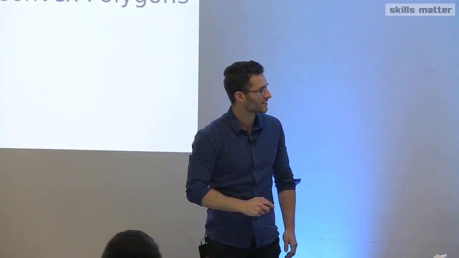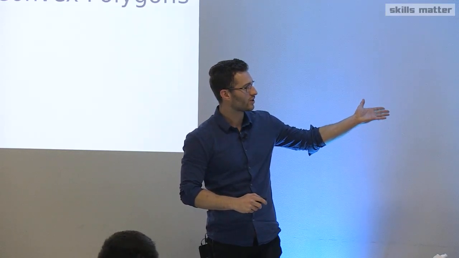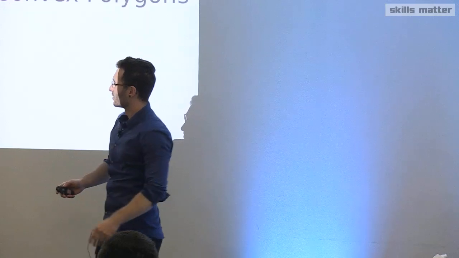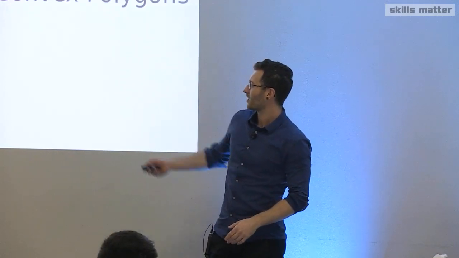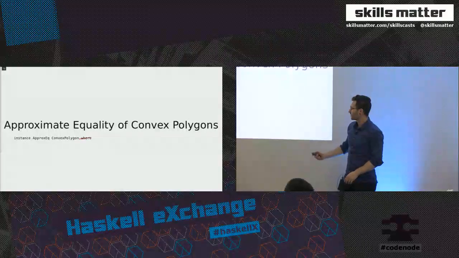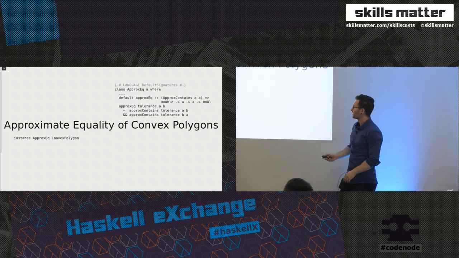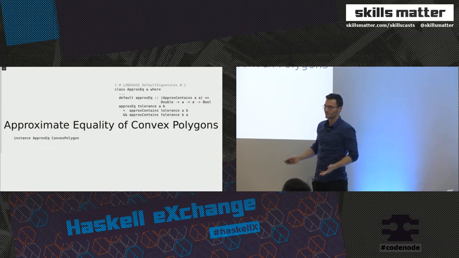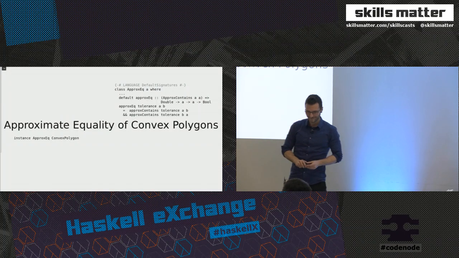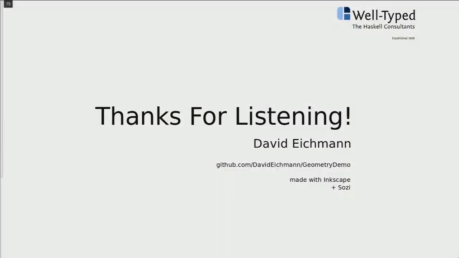Right, so how do we actually go about approximate equality of convex polygons, which is the question that I asked at the very beginning and said we'd be solving. So let's go ahead and try to do it. Instance approximate equal of convex polygon, where we don't actually need to implement it because there's a default implementation, so we've implemented it in 0 lines of code. Thank you. So that's the end of my talk.